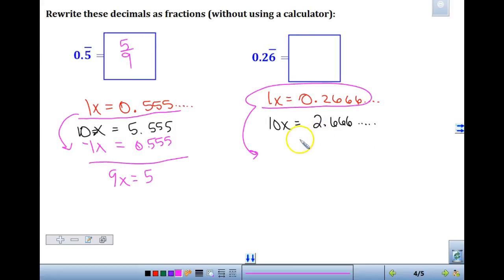But this one doesn't come out as nice, and so when we are subtracting, do me a favor and put all your stuff down below so I don't trip. 1x is equal to, and we are looking at 0.266.